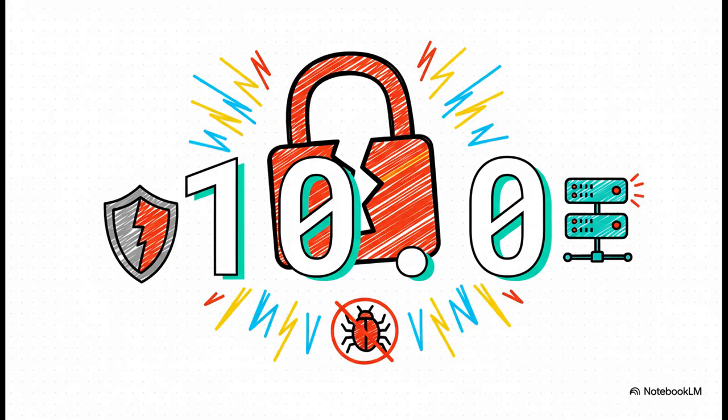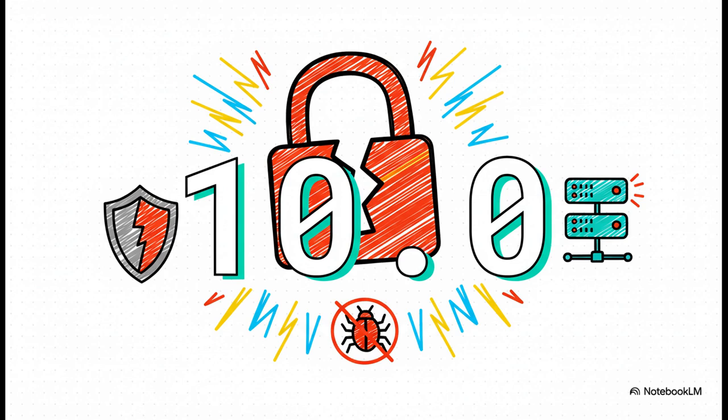So let's start with this number right here, 10.0. Now, this isn't some grade on a test. Nope, this is a CVSS severity rating, and 10.0 is as bad as it gets. It's the highest possible risk score, signaling a critical vulnerability that requires your immediate attention, especially if you're using React on the server.